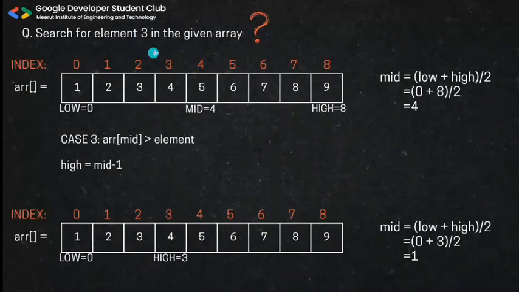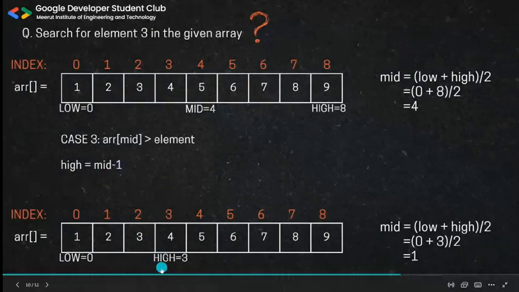So what is the first step? We take low as 0 and high as the highest index, that is 8 in this case. After that, we have to calculate the value of mid. So mid is equal to low plus high divided by 2. Low in this case is 0, high is 8, and this becomes 4. So mid becomes 4 over here, and the value is 5. So you can see 5 is greater than the element that we're looking for. So this is case 3. So in this case, we will just update the value of high as mid minus 1. Mid is 4, 4 minus 1 is 3. So here you can see high becomes 3.